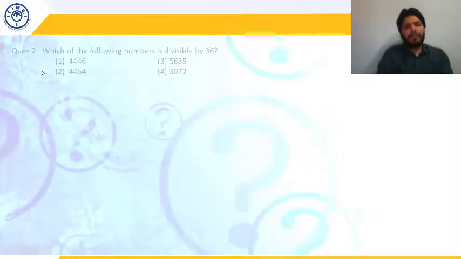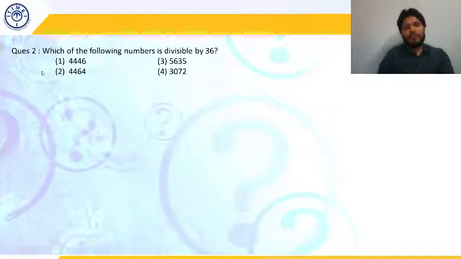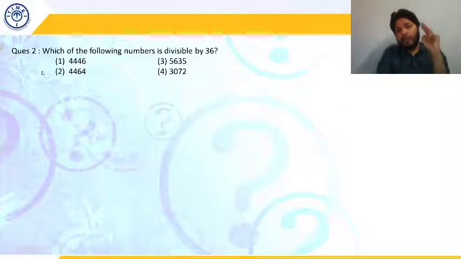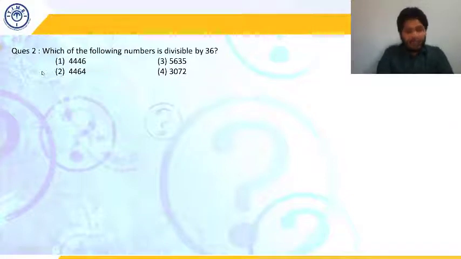Okay, let's see one more example. Which of the following numbers is divisible by 36? Now first just tell me, is 36 a prime or a composite number? What are prime? Those having only two distinct factors. What are composite? Those having more than two distinct factors. So 36 is having more than two distinct factors because it is divisible by 1, 2, 3, 4, 6 and many more numbers.